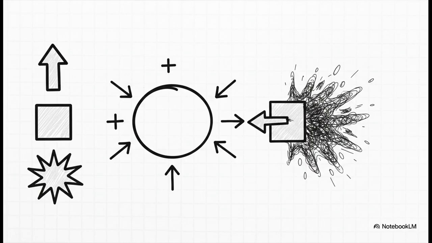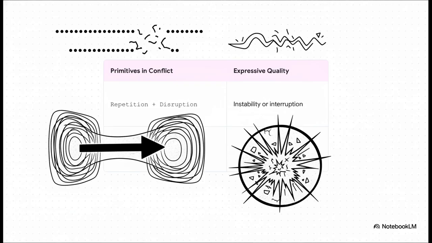Now, these ideas are pretty cool on their own, but the real magic, the really expressive stuff, happens when they start to combine and interact with each other. That's when you get what are called composite forms. For example, when you mix repetition with a sudden disruption, you get this feeling of instability or interruption. Think of a steady beat that all of a sudden just stutters. Or what if you combine a strong directional linearity with a tight enclosure?